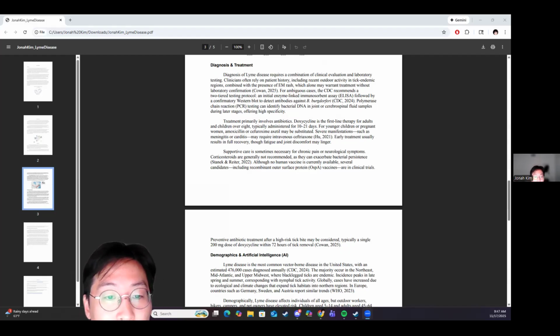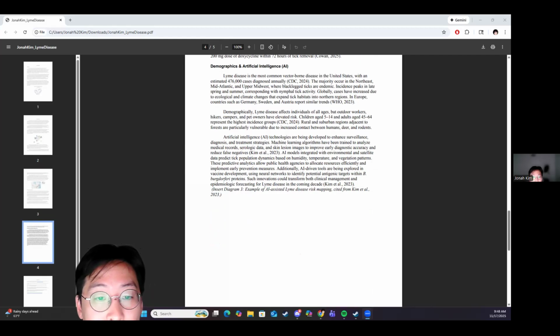Most people recover quickly, though some develop post-treatment Lyme disease syndrome, with fatigue or pain that can last for months. This seems to be related to immune system inflammation rather than an ongoing infection.